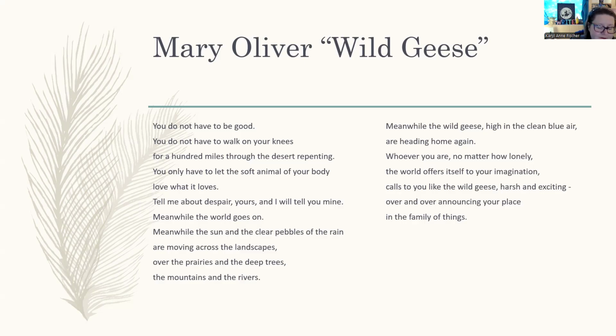She talks about the clear pebbles of rain, which brings a very physical feeling, these huge globs of rain and how they plod against the ground. She talks about the different types of landscape to bring this feeling of unity. And then she brings in wild geese and coming home again and how they announce their place. If you've been around geese, they're not very nice animals. They can be terrifying. They lay their nests wherever they want and they will stand guard and run off even humans that are much larger than them to keep their nests safe. So they can be very scary in that.